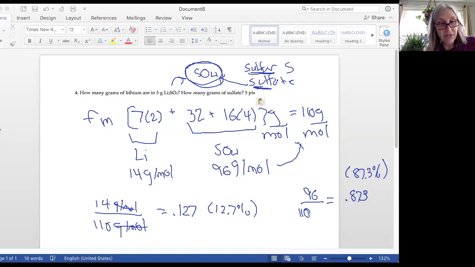But what we need is this fractional ratio, so I'm going to write this again over here, because I know it is confusing. And this is a hard one. This was definitely the most challenging. So we've got lithium. The fraction of this that is lithium is 0.127. And we have 5 grams of it, so that's times 5 grams.